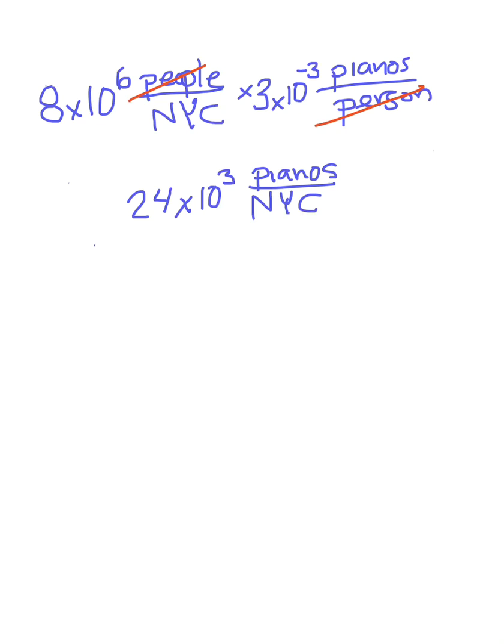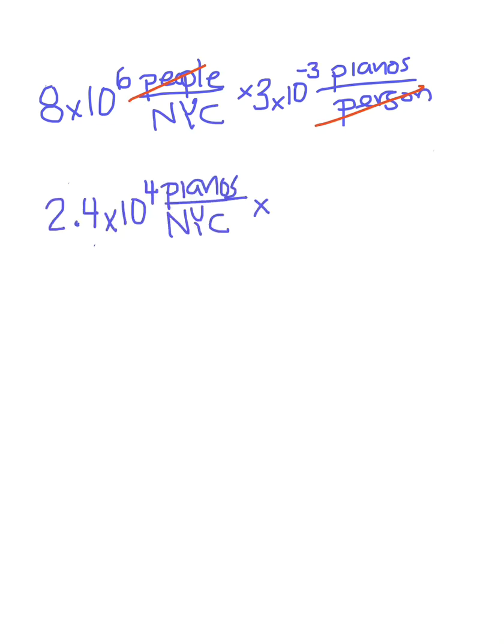Does that feel right? I don't know. That seems like not a crazy number. It's a big city. There might be 24,000 pianos here. But of course, we want to know how many tuners there are, so we're not really done yet. So I've changed the way I express the number of pianos from 24 times 10 to the third to 2.4 times 10 to the fourth pianos per New York City.